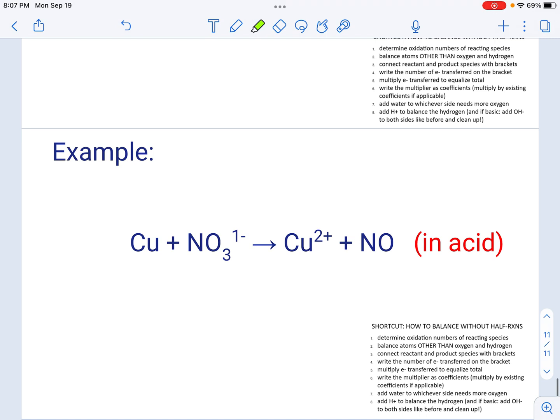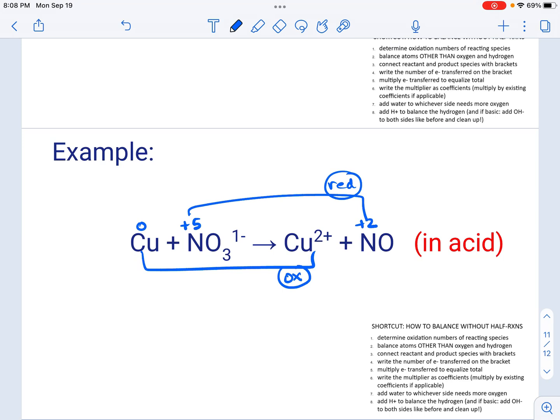Okay, I'm going to do one more, and we'll do this in an acid because this time we will need to do that. So let's see what's happening. I have copper with an oxidation number of 0 going to 2+. I have nitrogen in nitrate as +5, and I have nitrogen in nitrogen dioxide as +2. So I have this, which is an oxidation half, and I have this, which is a reduction half. So that's good. I'm going to balance the copper and the nitrogen, but they're already balanced, so I don't need to do that.